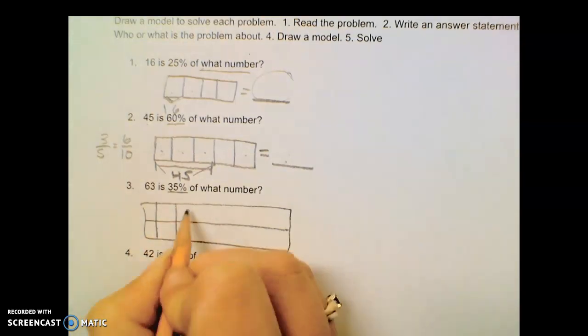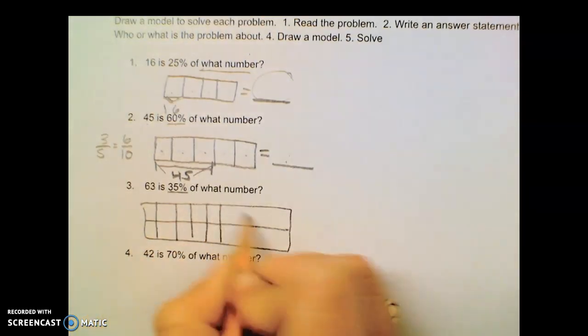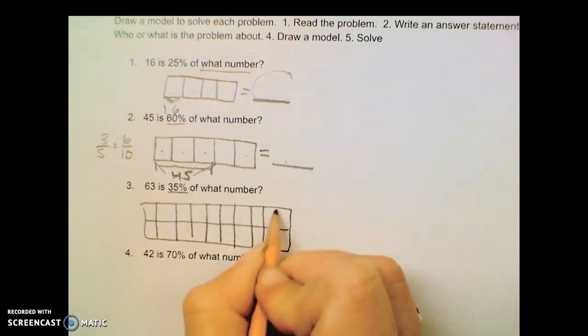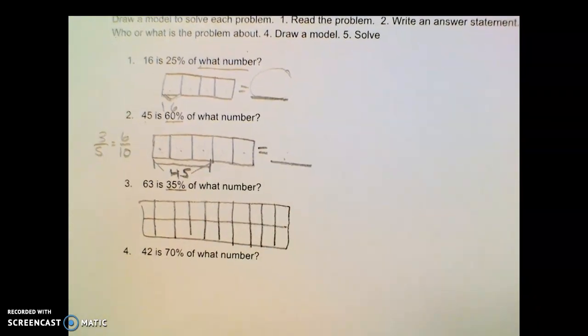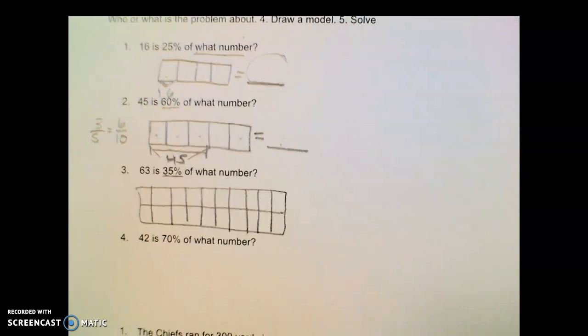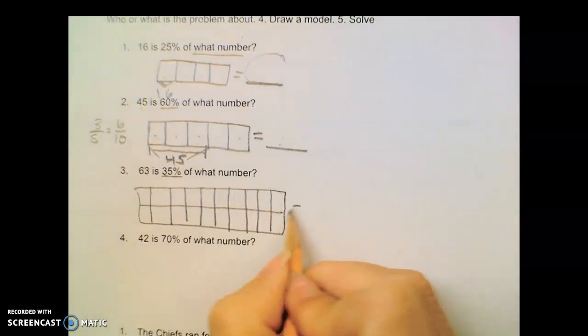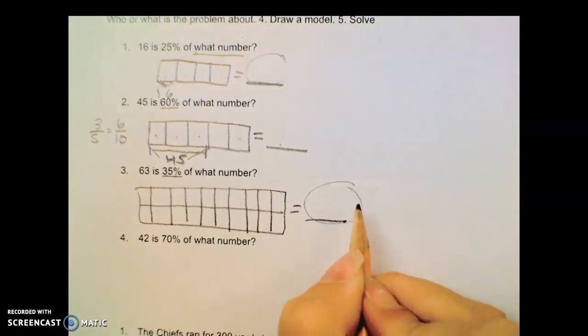So 1, 2, 3, 4, 5, 6, 7, 8, 9. Remember, if you misjudge, you can just add on to the end there, or you can kind of mark out a box if you have extra space. So then our total is what we don't know. That's what we need to find.